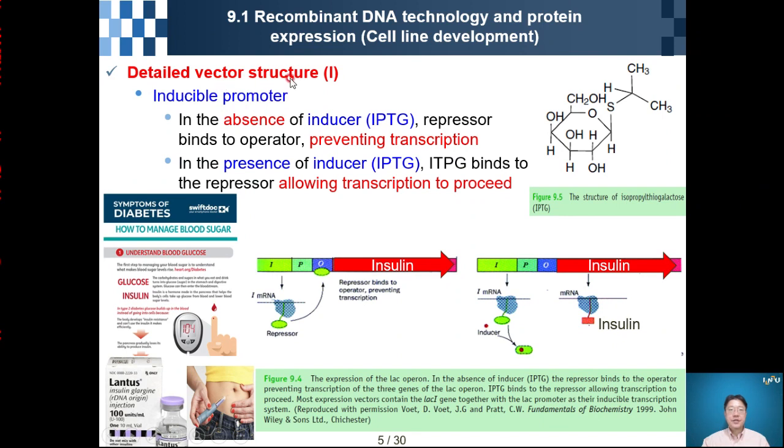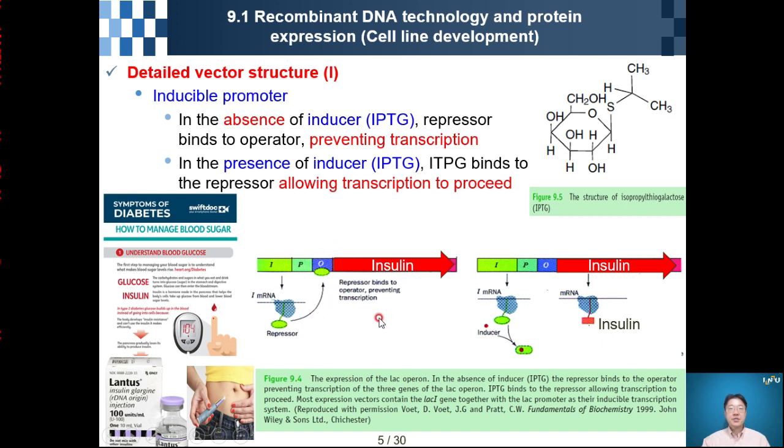First of all, they should have the inducible promoter. The inducible promoter is composed of the I region, the promoter region and the operator region. This is recorded as an inducible promoter. The I region can be transcribed, so it will make the mRNA. The mRNA can be translated, so it will make the repressor. Usually the repressor protein can bind to the operator region. When the repressor binds to the operator region, there will be no transcription.